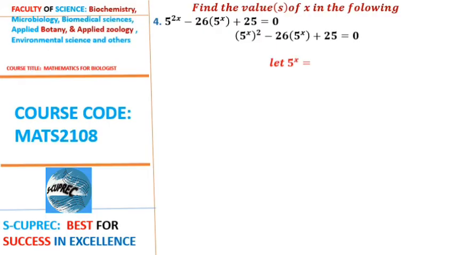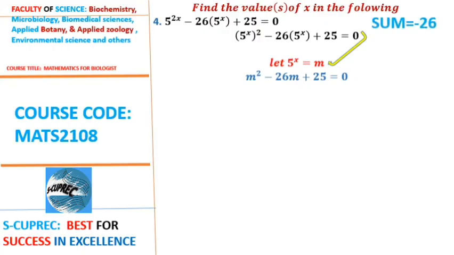To solve this type of problem, let's begin by letting 5 raised to the power x be equal to a constant. Let's call it m. Let's substitute it in the equation above. Anywhere we see 5 raised to the power x, we replace it with m. So let's do that diligently. We have m squared minus 26m plus 25 equals 0. So now this is a quadratic equation.